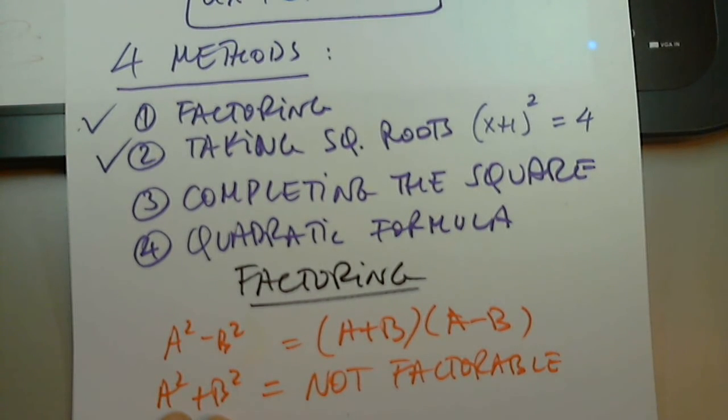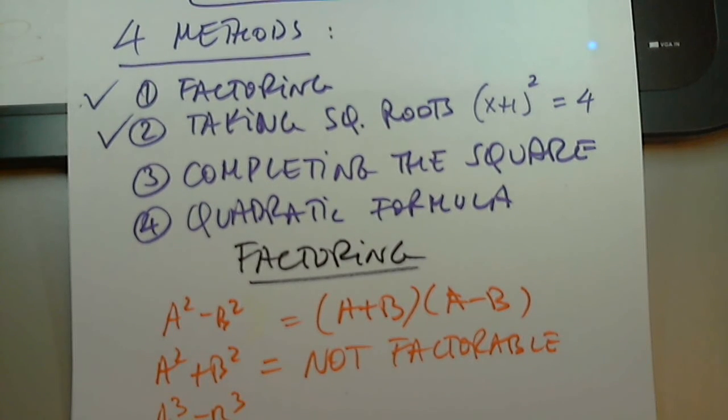Sum. If this is the difference of squares, what could this be? The sum of squares, correct. So now let's look at the last two: a cubed minus b cubed, and a cubed plus b cubed. What do you think these are named? What is the name of these two?